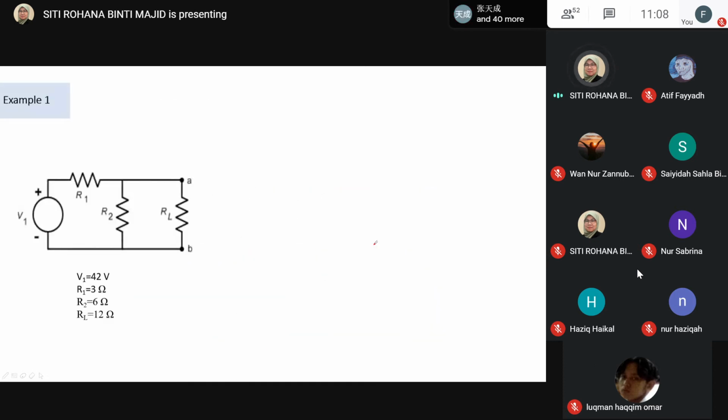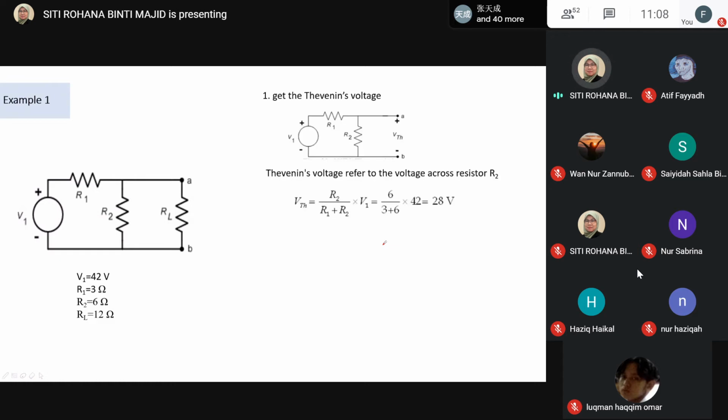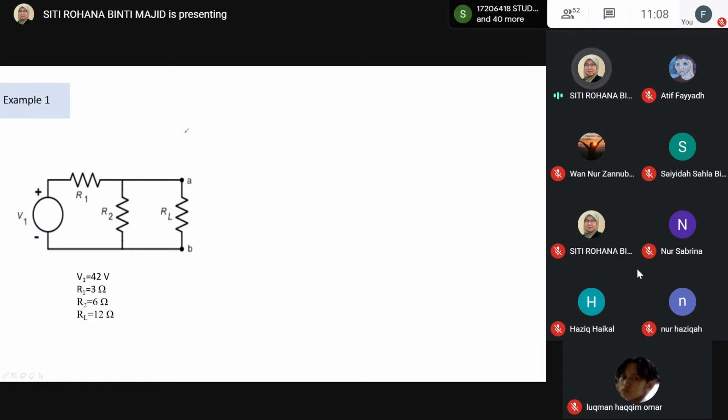So we go to the example, since maybe it's not clear for you to see only theory. Let's say we have a circuit with two loops, with a voltage source here, and we can see the shape is round, so you should know what type of source it is. All the values of the elements are given here: R1 equals 3 ohms, R2 is 6 ohms, and RL is 12 ohms.